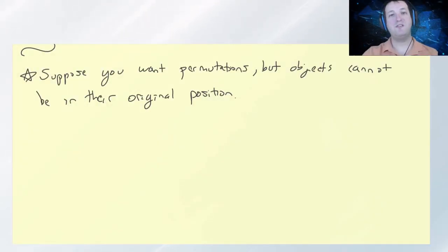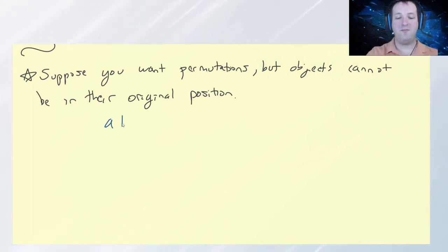Alright, so now let us consider a third type of counting method that is often used. And remember, combinations was a special form of permutations, and this is also going to be a special type of permutation as well. So let us assume we want to count the number of permutations, but we're going to add a little rule to the game. In particular, that the objects cannot be in their original position when you consider the rearrangement.